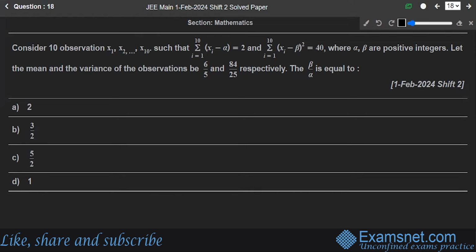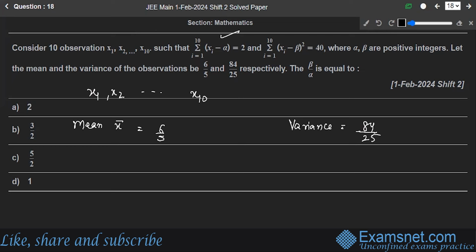So here you are given 10 observations x1, x2 till x10, correct? And you are also given that the mean, which is this, is equal to 6 by 5. And you are given that the variance is equal to 84 upon 25, correct?